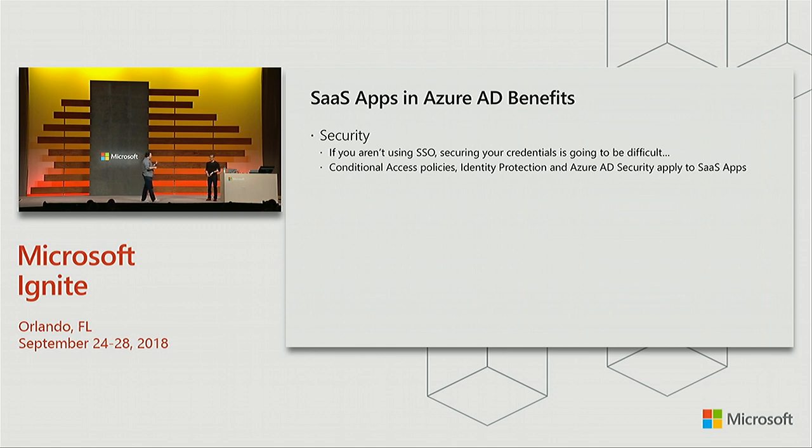And then all of these SaaS apps work with conditional access policies. So any policy you have set up today for Exchange or SharePoint can also be applied to these SaaS apps. Identity protection, all of this stuff applies to these SaaS apps as well. Like I mentioned, we also do provisioning and deprovisioning.